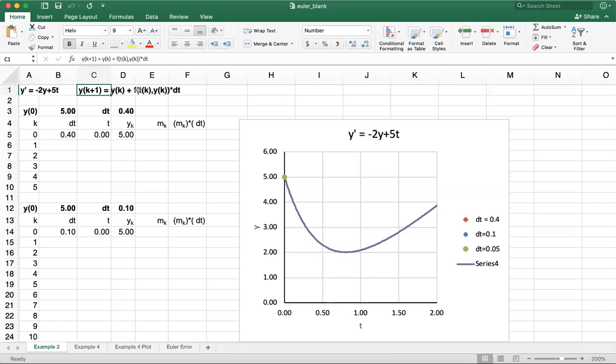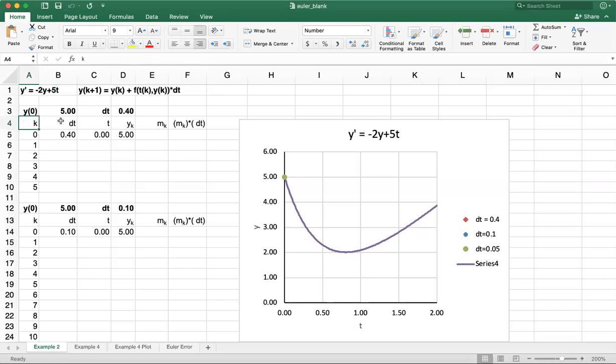So Euler's method says that the next step, y of k plus 1, is the previous step, y of k, plus the slope, f of t of k, y of k, times dt. And so what I've done is I've set up some columns. K is going to be the number of steps, so steps 0 through 5.